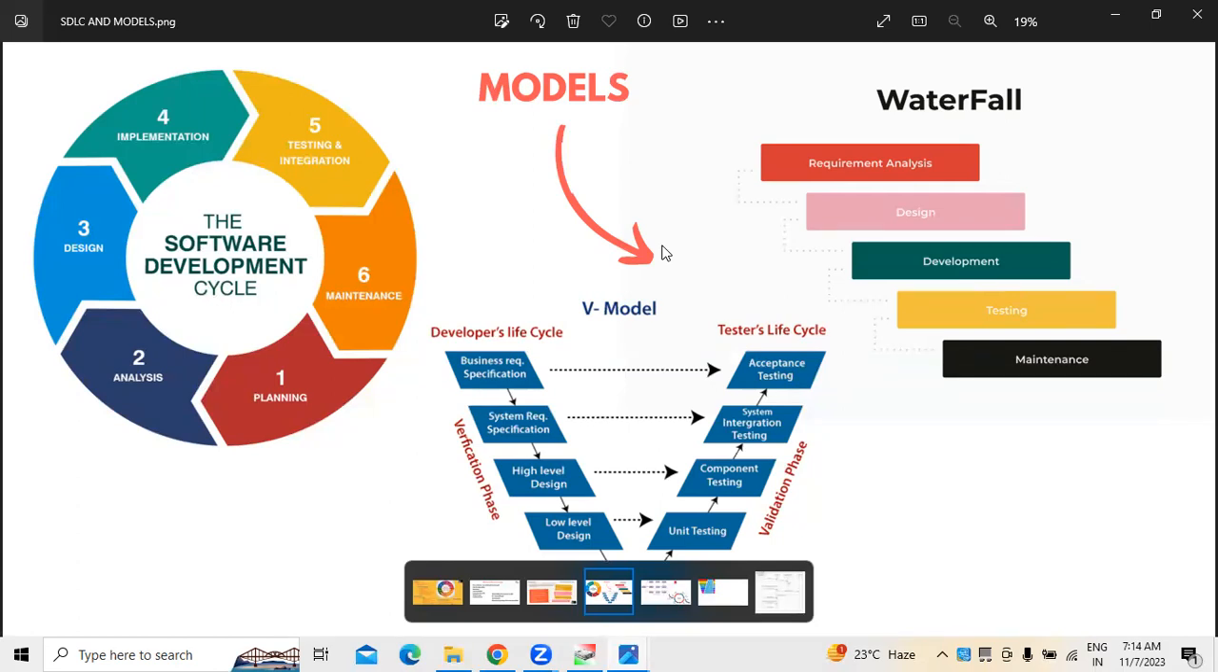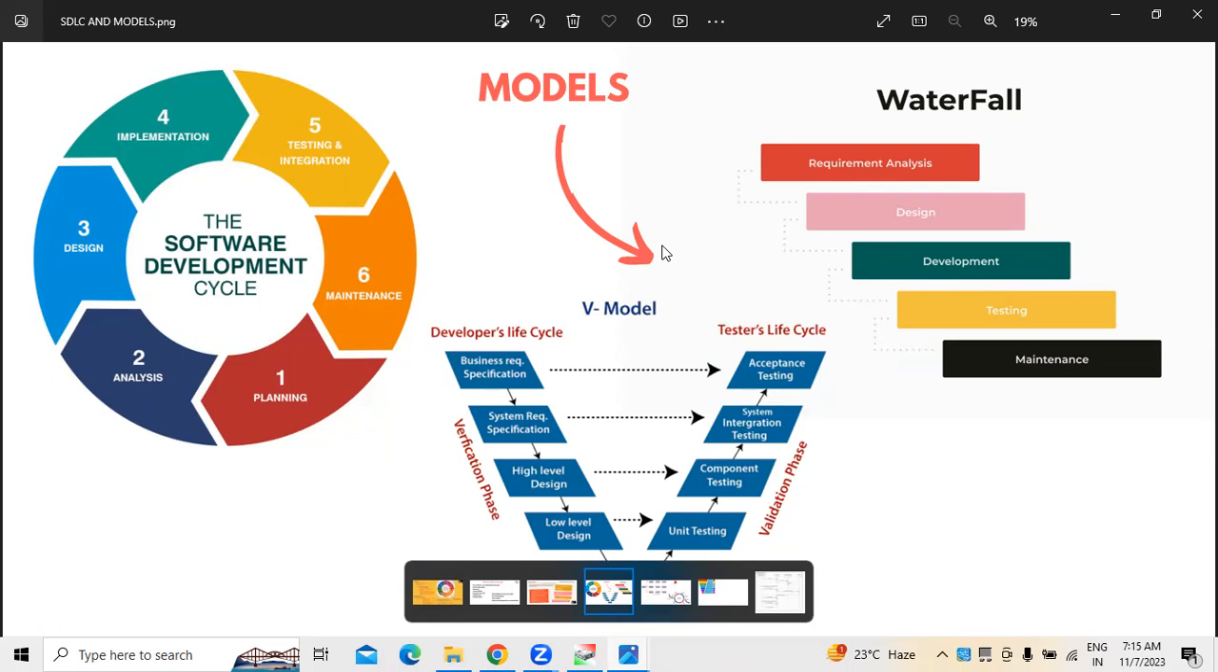Waterfall is a model we use when there is requirement clarity. For example, the customer has given the requirements, and the customer has assured you that no changes in requirements will take place further. If this is the case, the waterfall model is used.